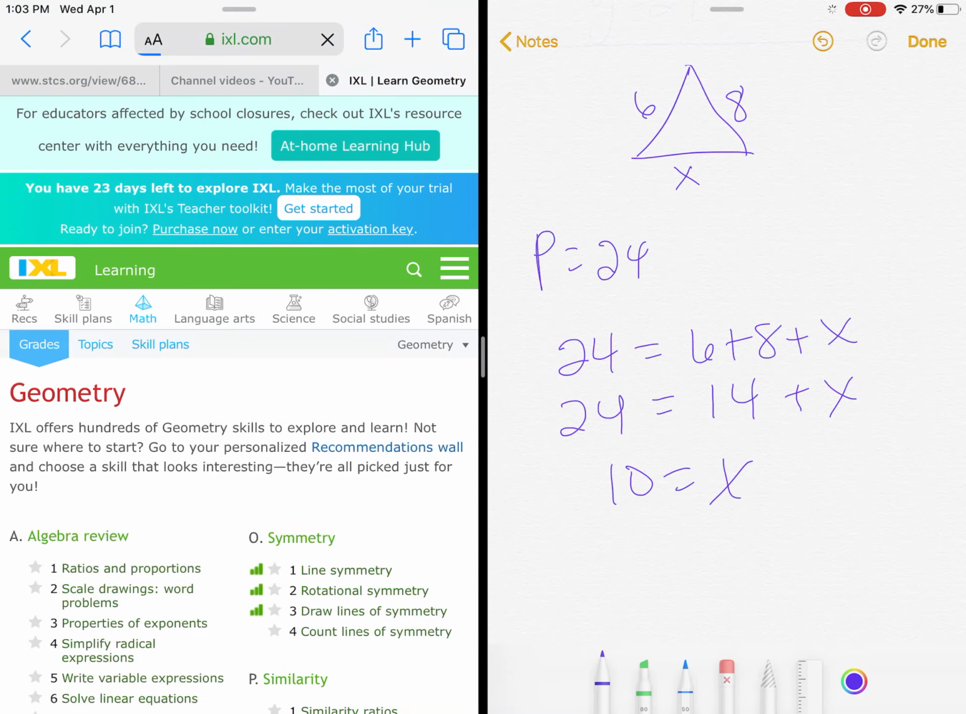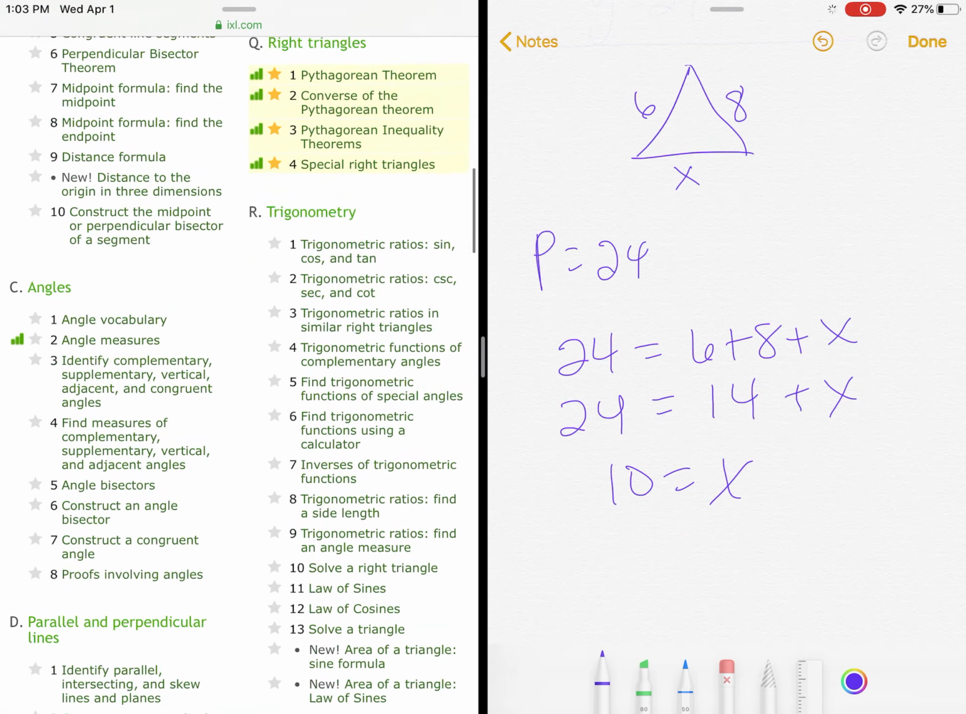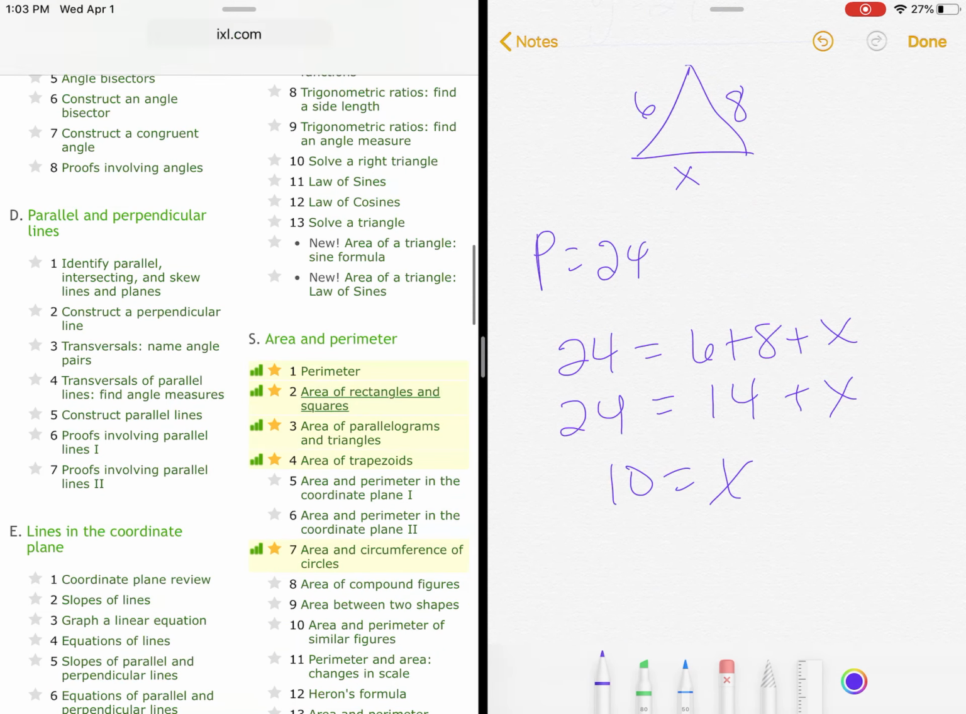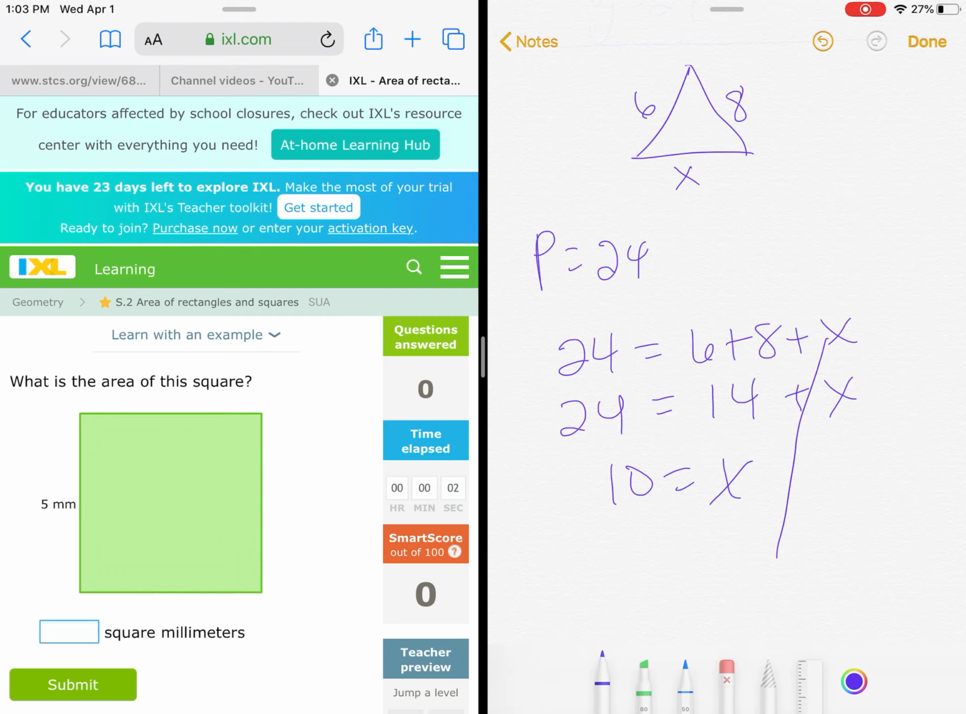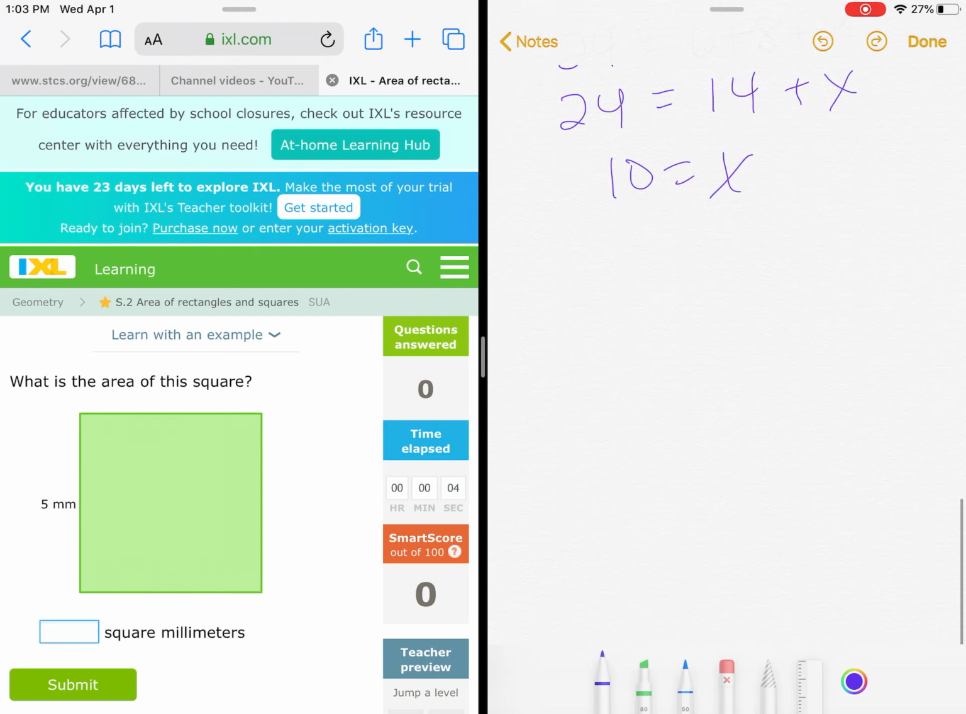Let's go back to the geometry. Now you can link these straight from the assignment, or you can backtrack and go down to the S's. Well, let's see. I didn't want to do that. Let's undo that. All right, so this is S2.